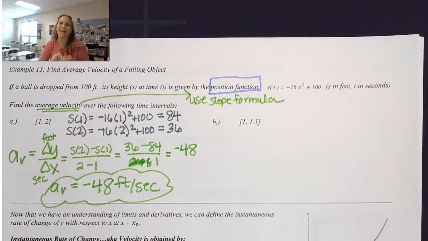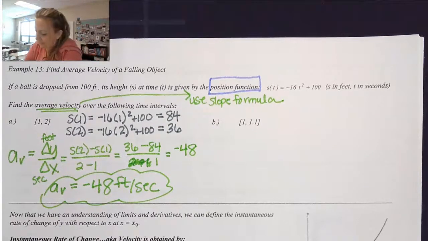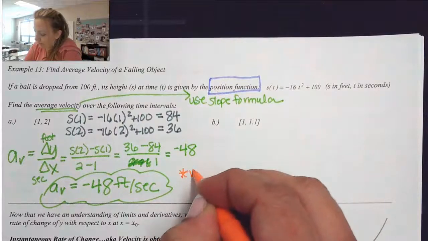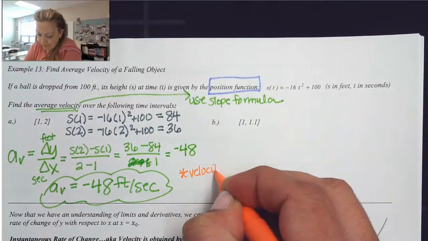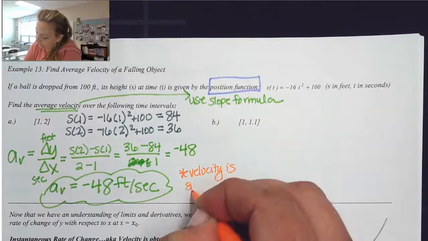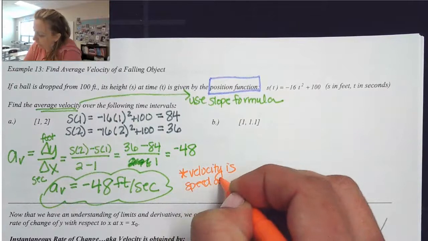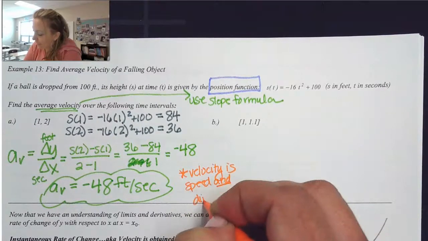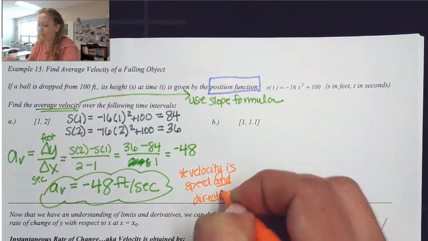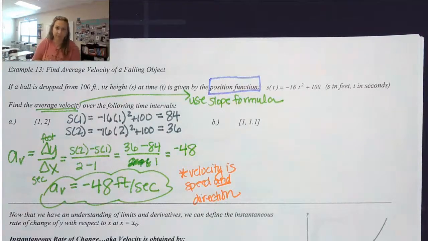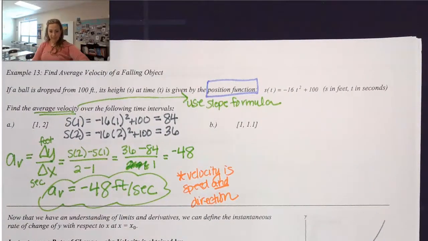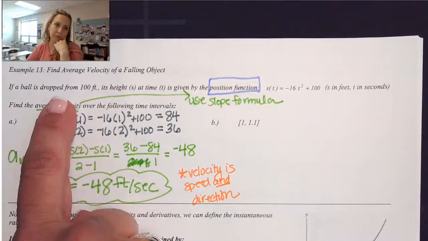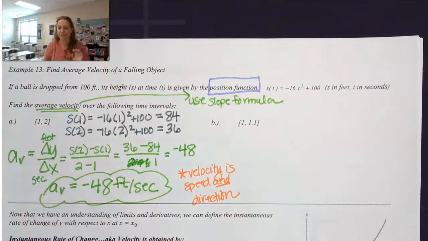Now you might say, well, why is it negative? Remember that velocity is speed and direction. That's just telling you that the object is going downward, essentially, because that's negative. So between 1 and 2 seconds, the object is going downward, which makes sense because it drops, so it's always going downward, but I digress.